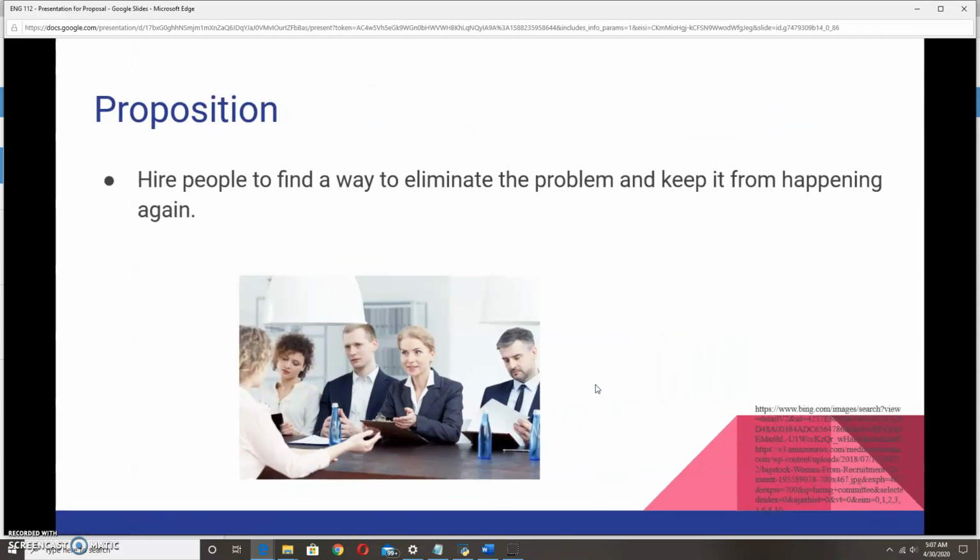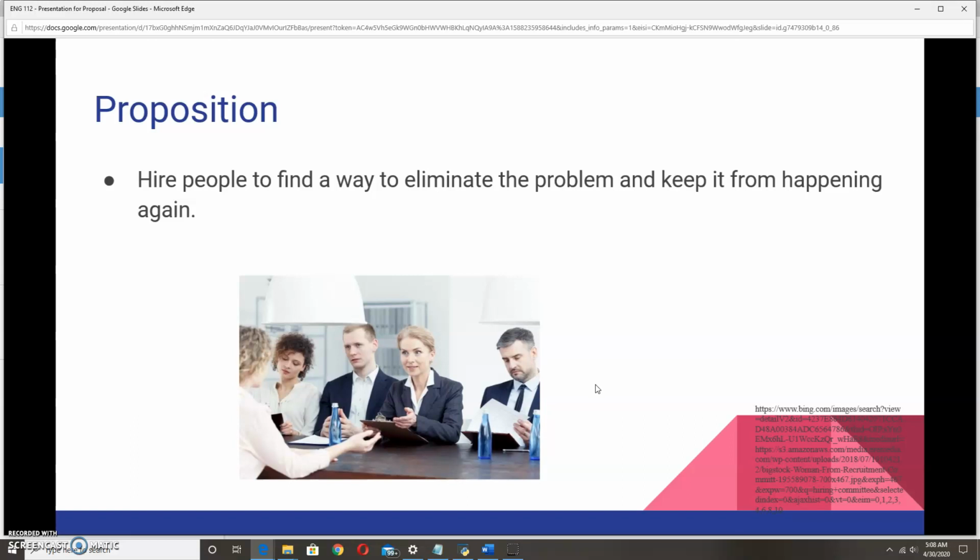Next, I would like to talk about my proposition. I would like to propose a way to eliminate computer networking issues from happening. They always have happened either at the best or worst time. It could happen at home or while you are at work or doing schoolwork.